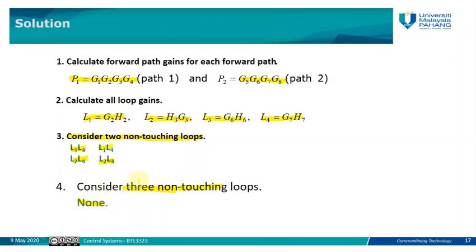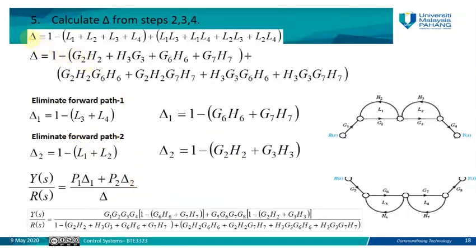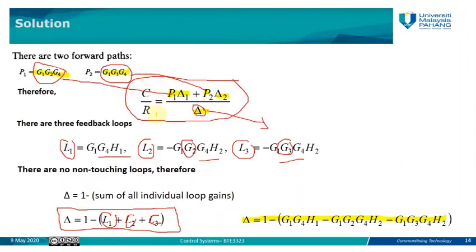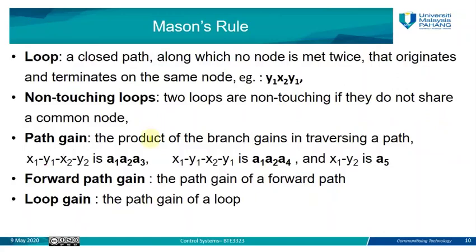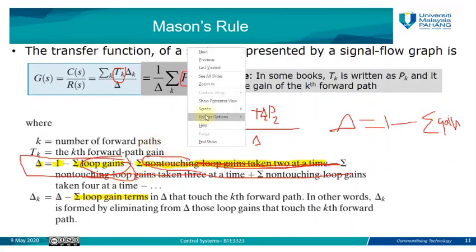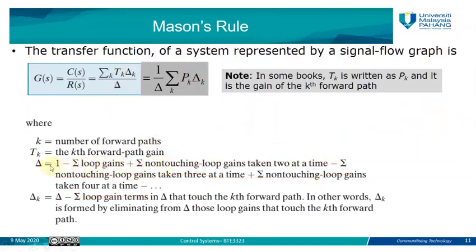So when we calculate the value of delta here, delta is equal to 1 minus the summation of loop gains, which is L1 plus L2 plus L3 plus L4. This is the summation of the 4 loops. You can see the formula of delta here. The main formula says 1 minus loop gains. Now the loop gains here are L1 plus L2 plus L3 plus L4.